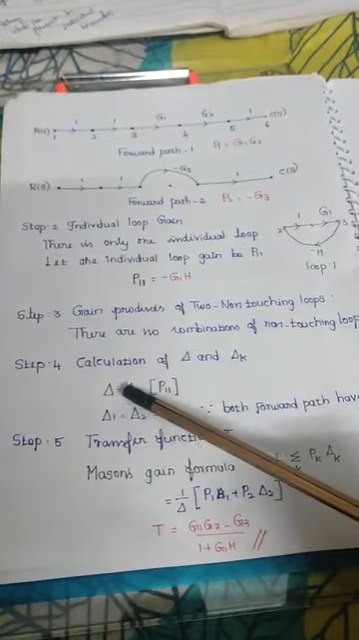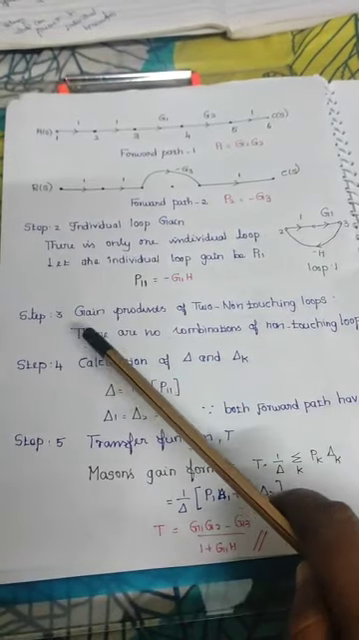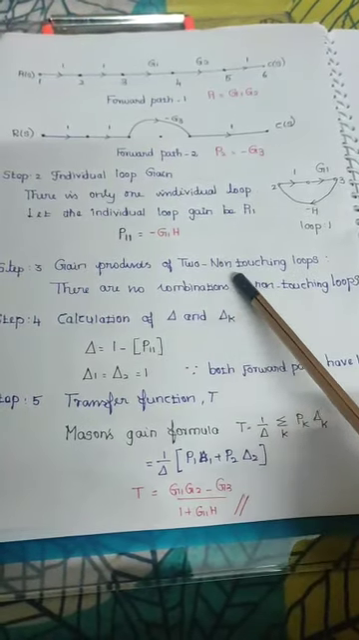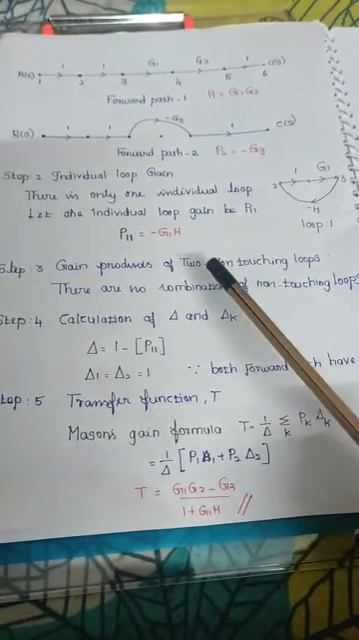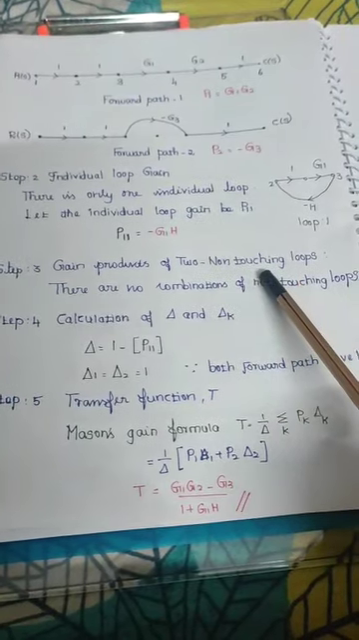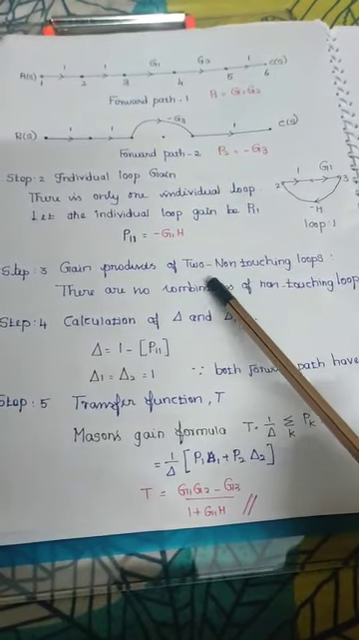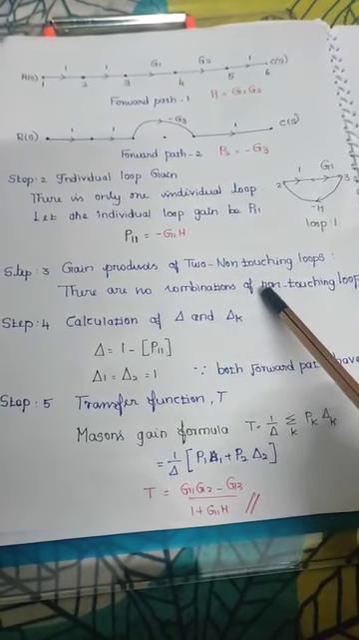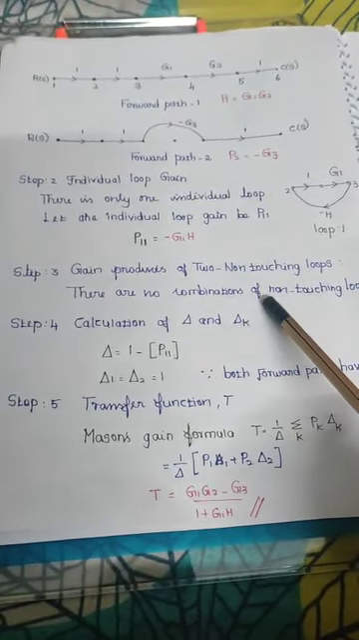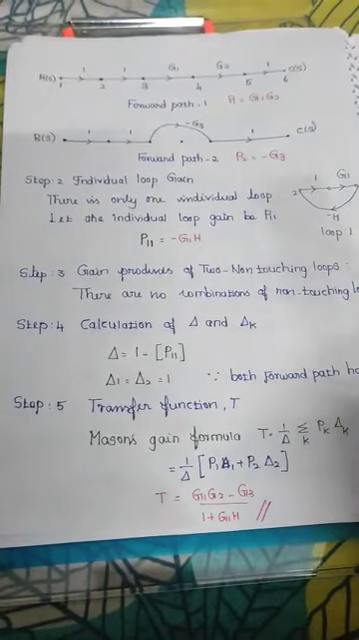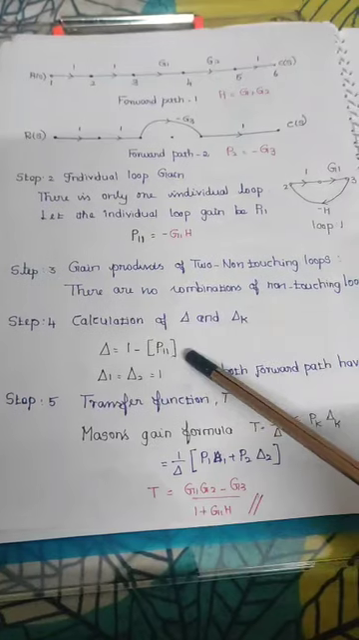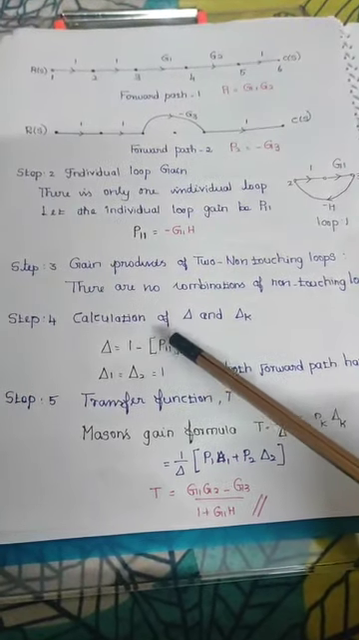Next we move to step 3. Here the gain products of two non-touching loops. What is meant by non-touching loops? Here there is no combination of non-touching loops because only one loop is there. There is no two non-touching loops. Therefore we skip this and move to the next step, step 4.